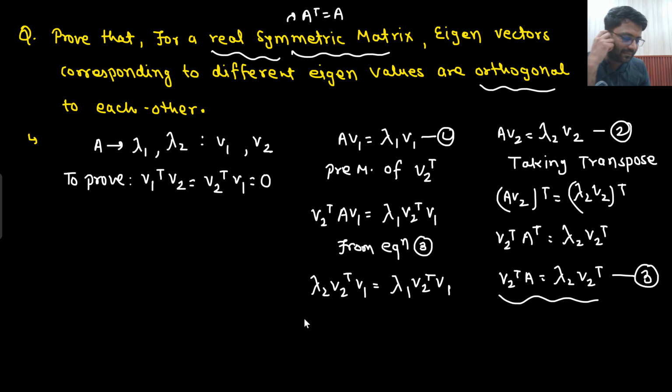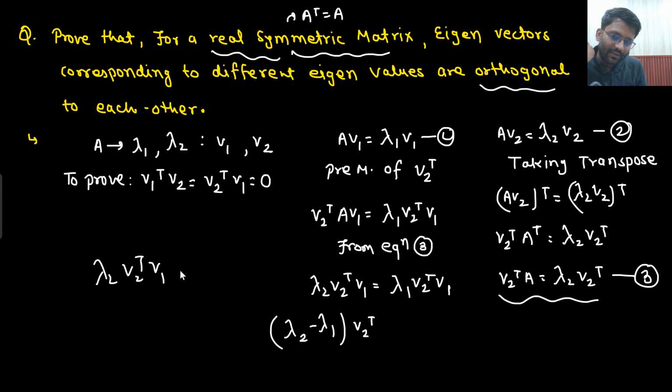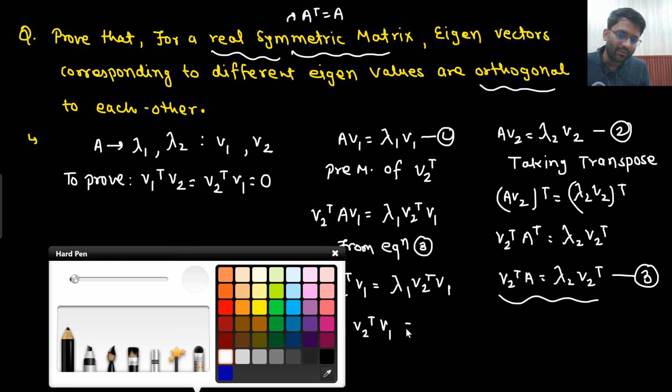So from here what I am getting? This side comes here, so I can take v2 transpose into v1 as common. So what I will get? Lambda 2 minus lambda 1 times v2 transpose into v1. I hope you are understanding what I have done. So v2 transpose into v1 I have taken common, so inside, lambda 2 minus lambda 1 will be left, equal to 0.